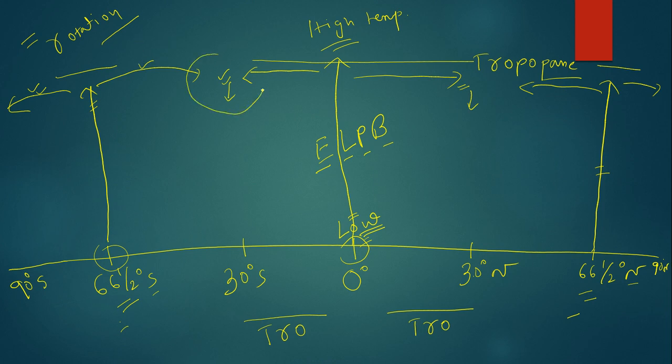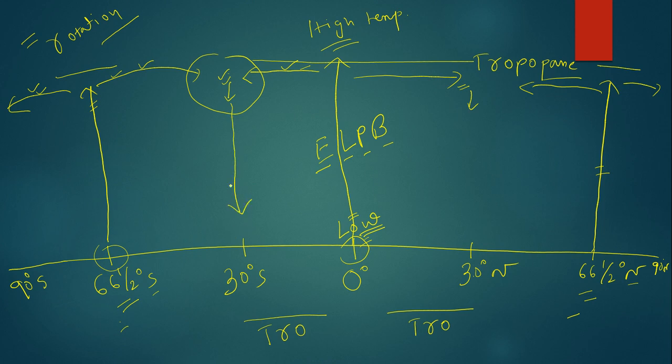Now, this is the zone where the wind in the upper atmosphere, which is moving from the equator to 30 degrees south, and the air in the upper atmosphere which is moving from 66 and a half south to 30 degrees south, will be converging over here, and after the convergence this air will come downward.